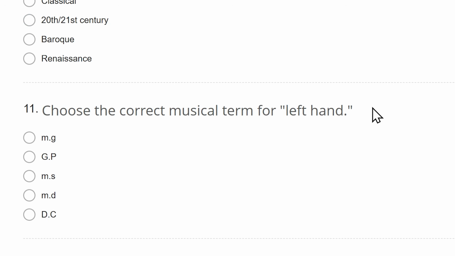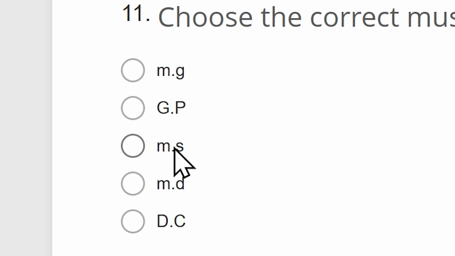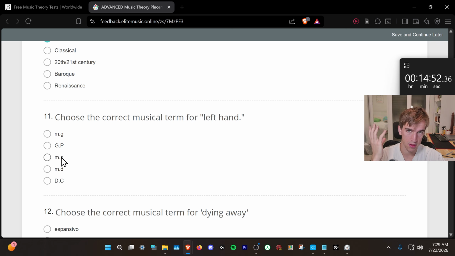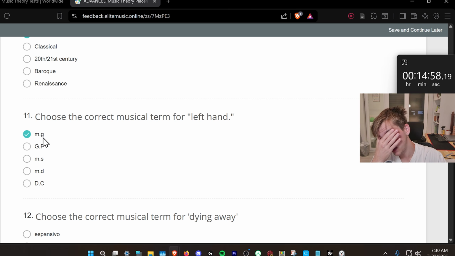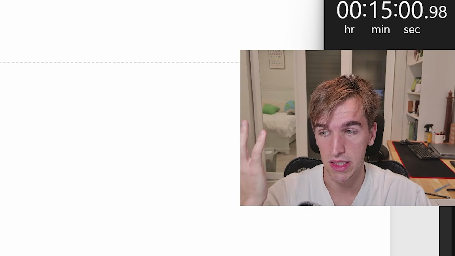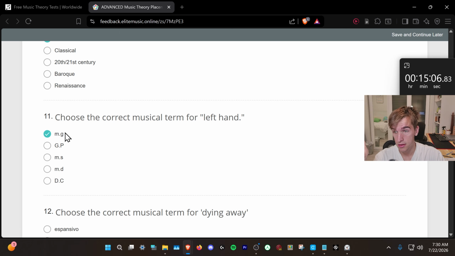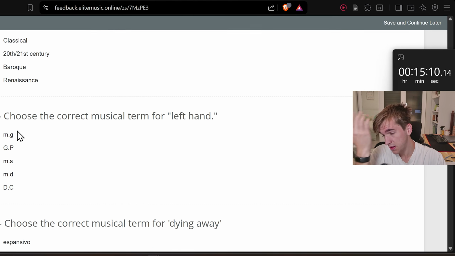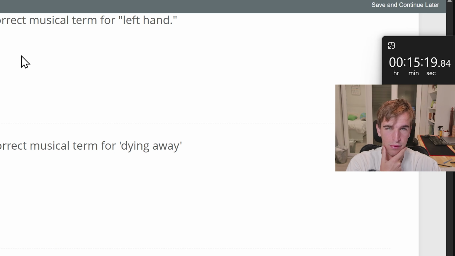The correct term for left hand. Ooh, this one's interesting because piano music is in Italian and left in Italian is sinistra, I think. So it would be MS because mano is hand. But interestingly, in every sheet music that I have, it's MG. When I looked it up, it's because the left hand is written in French. In French, left is gauche, main gauche. So I think this one's it. Unless my sheet music is totally dumb and this also depends on the editor, but whatever.